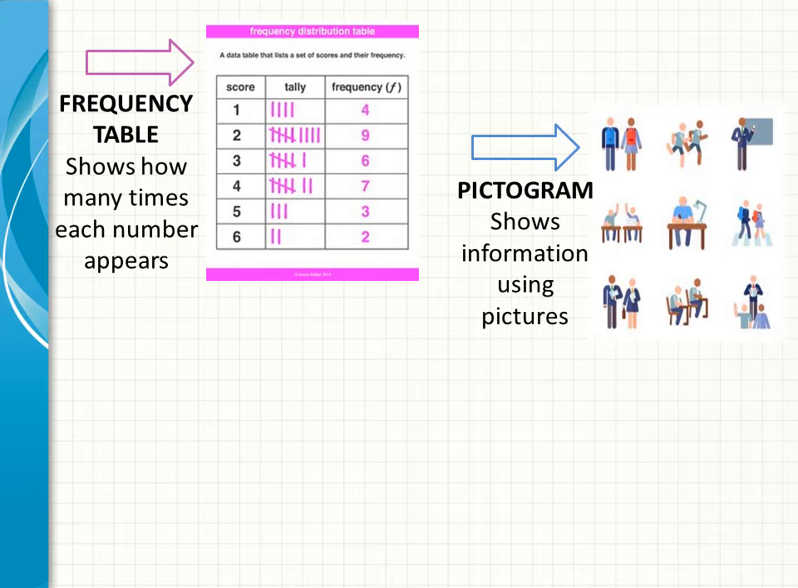Okay, well, you might be right. A pictogram shows information using pictures, of course, just as you can see. So now look at this picture we have here. The picture shows some form of information. If I asked, how many people are currently in the class, seated in the class and are studying?